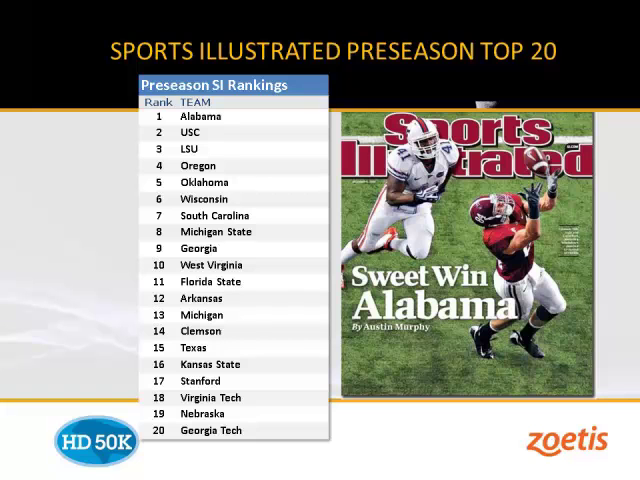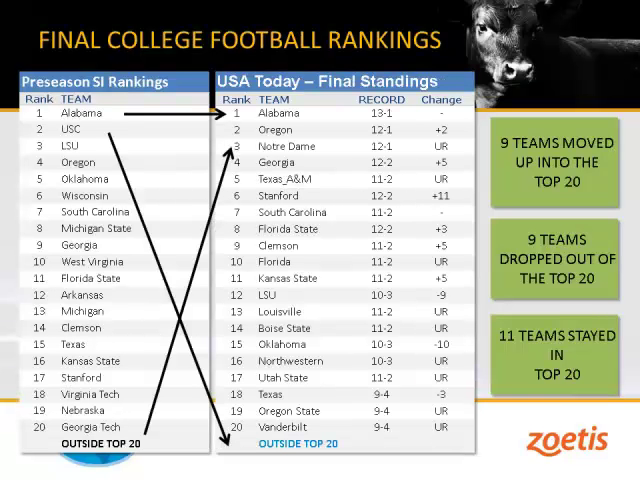But how accurate are these polls? Have you ever asked yourself that question? How accurate do we predict these teams' performance at the end of the season? So now if you'll recall back to college bowl season that happened earlier this year, here's the ranking at the end of the season. And boy, Sports Illustrated did a pretty good job here, didn't they? Alabama was ranked #1 preseason and ranked #1 postseason.